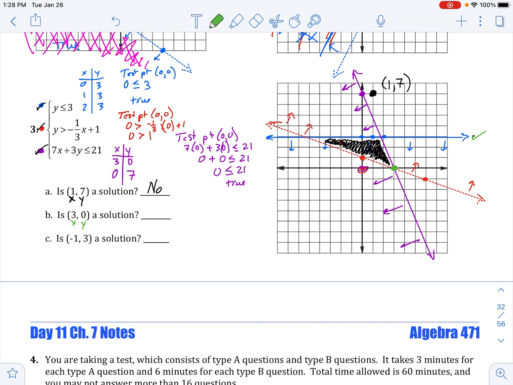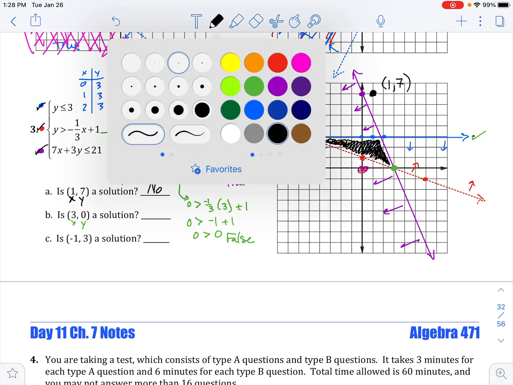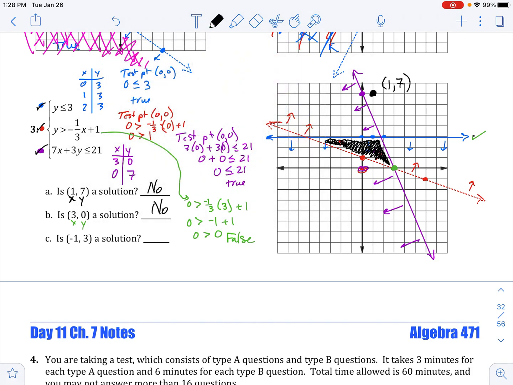If I would like to, I can check whether or not it satisfies the second line. So how do I test that? I take 3 and plug it in to that second inequality. And I get, is 0 greater than negative 1/3 times 3 plus 1? Negative 1/3 times 3 is negative 1. Negative 1 plus 1 is going to be 0. And is 0 bigger than the number 0? And we know this is false. So right away, once we have shown that this is false, we know that this is not a solution.